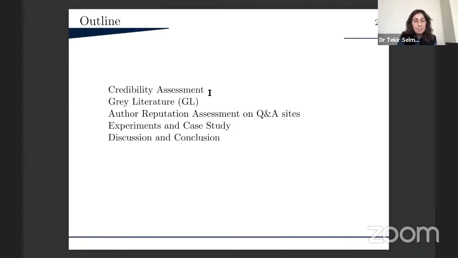First, I will describe what is credibility assessment. Then a brief introduction to gray literature. And also the third item, what we actually did. It was a solution provided for author reputation assessment on question answer sites. And I will talk about our experiments and case study, and discussion and conclusion.